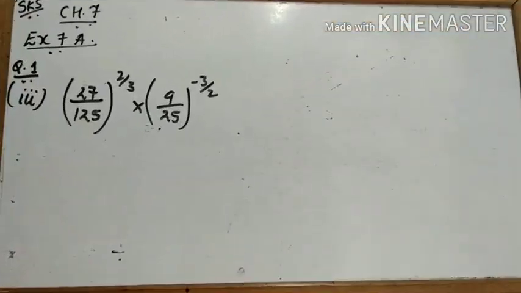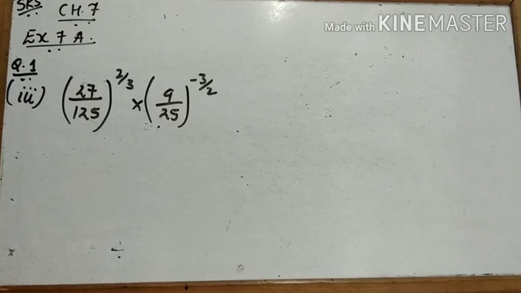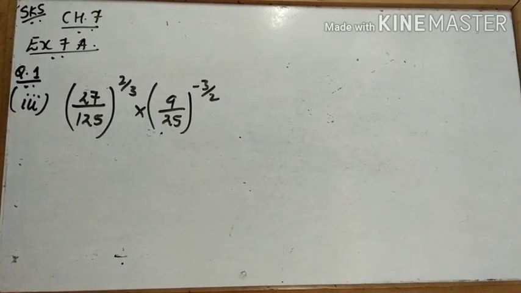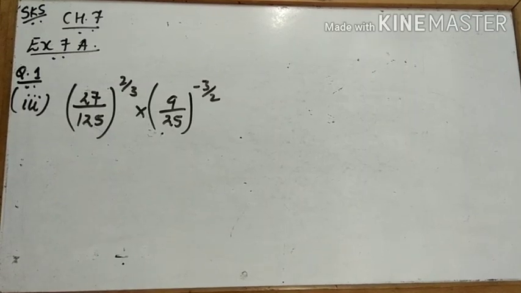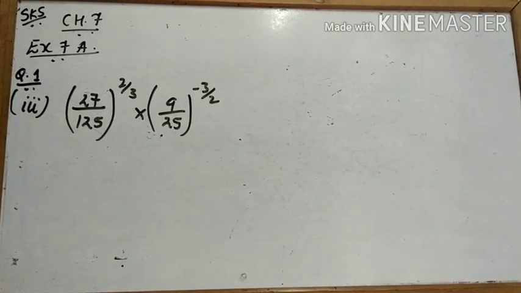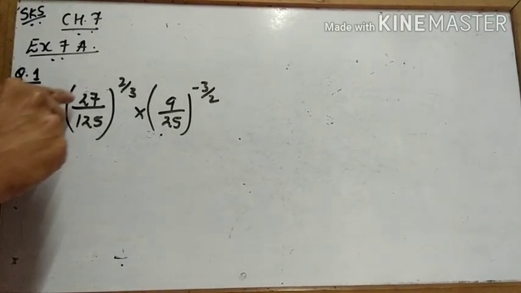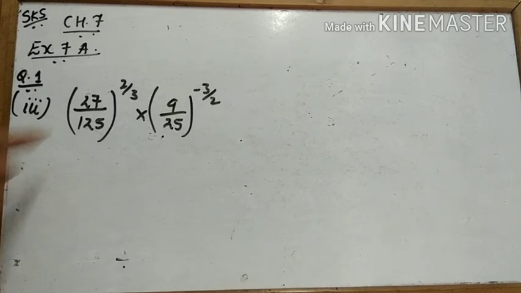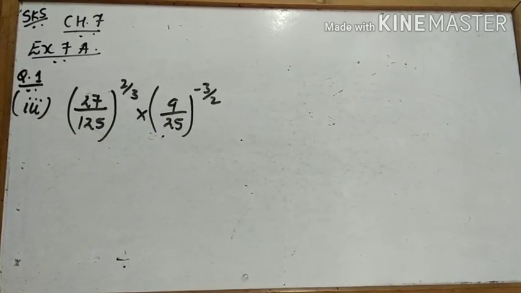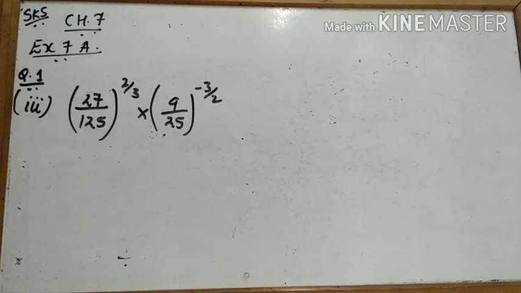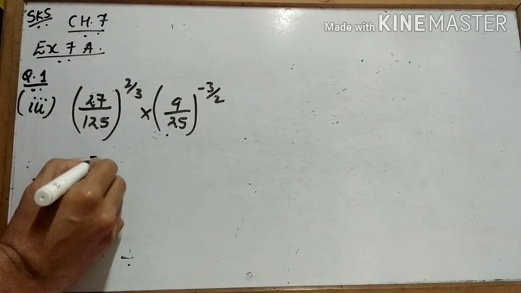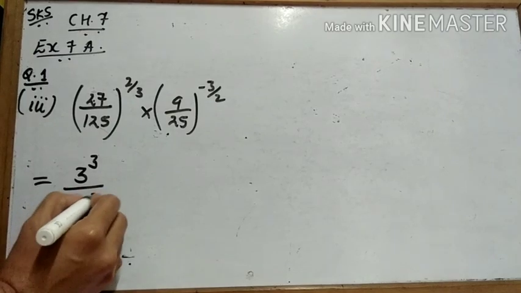We shall take one more question. Question 1 sub question 3. It reads like 27 upon 125 whole raised to 2 upon 3 multiplied by 9 upon 25 whole raised to negative 3 upon 2. Now if you look at 27 and 9, they are multiples of 3. 125 and 25 are multiples of 5. So what I am going to do, I am going to make the base as 3 for this. So it will be 3 cubed over 5 cubed.